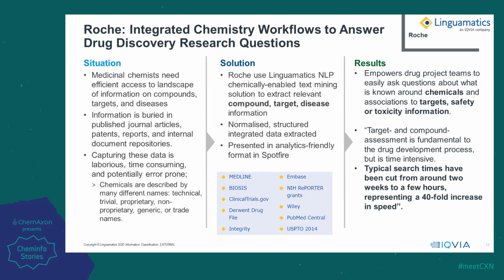So Roche have used Linguamatics natural language processing software, chemically enabled for text mining, to extract relevant compound, target, and disease information. This is normalized using our NLP, structured, and the integrated data is extracted and then presented in an analytics-friendly format in Spotfire. You can see here they're pulling information from a dozen different data sources, which range quite broadly. And this really empowers their drug project teams to easily ask questions about what's known about chemicals and associations to targets, safety or toxicity information. And critically here, you can see that search times have been cut from around 2 weeks to a few hours.